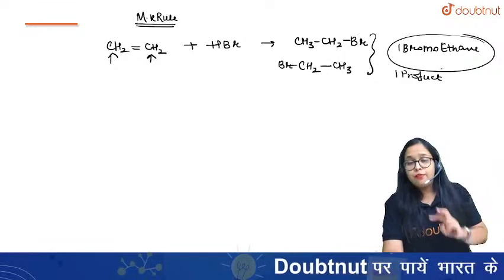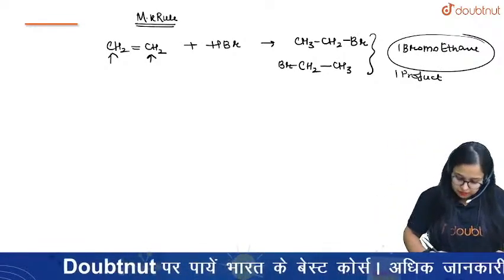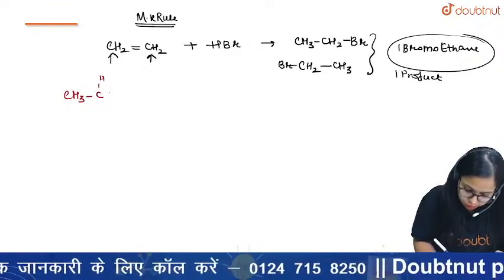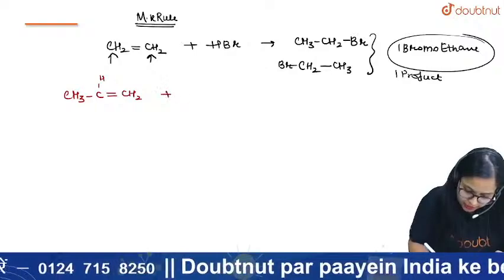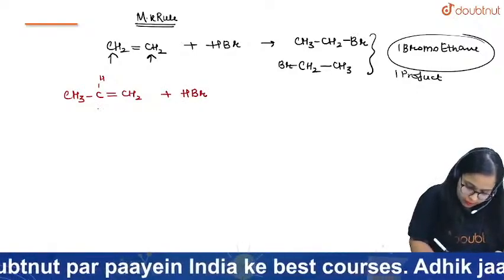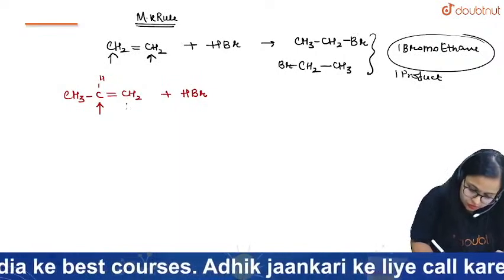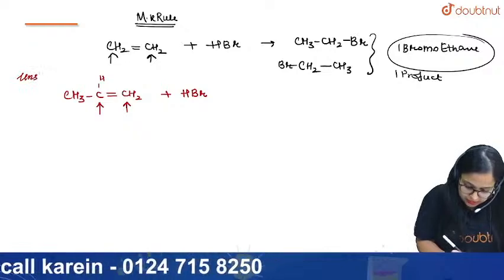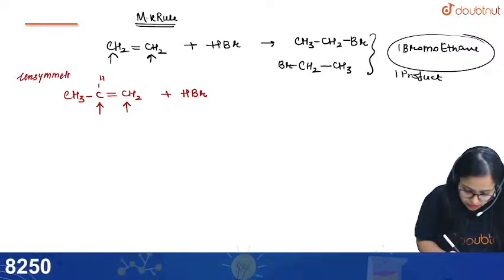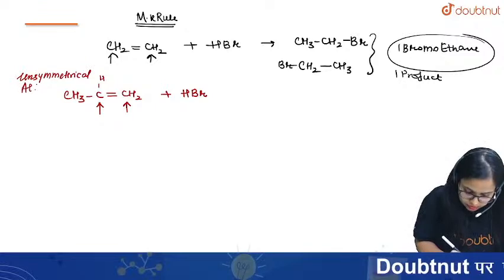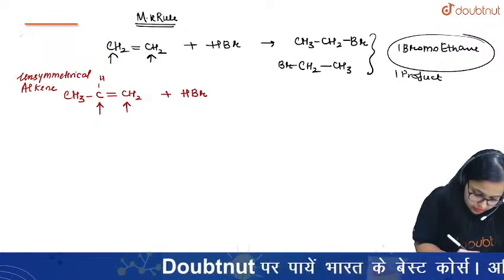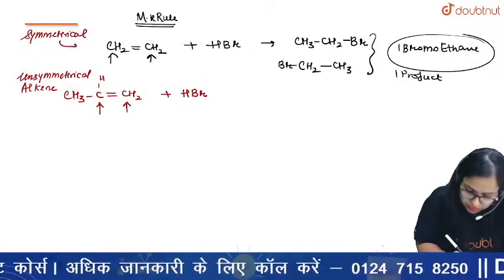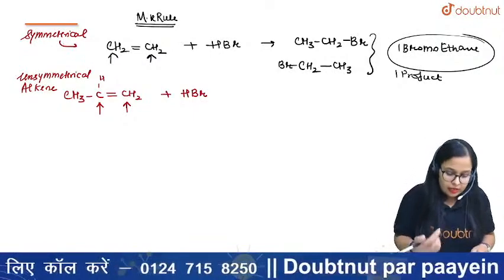But when we have two different carbons, take the example of propene. If you add HBr to it, the two carbons here are different. One is CH, another one is CH2. These are unsymmetrical alkenes. When both the carbons are the same, it is a symmetrical alkene. In a symmetrical alkene, you get one product. In an unsymmetrical alkene, you get more than one product.